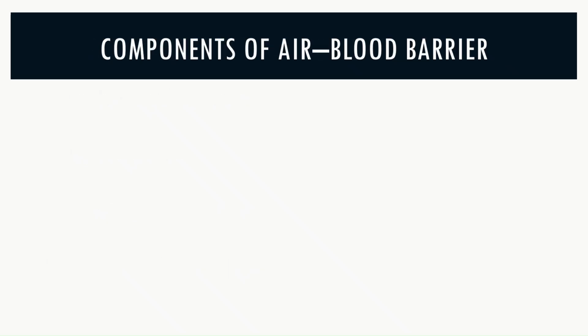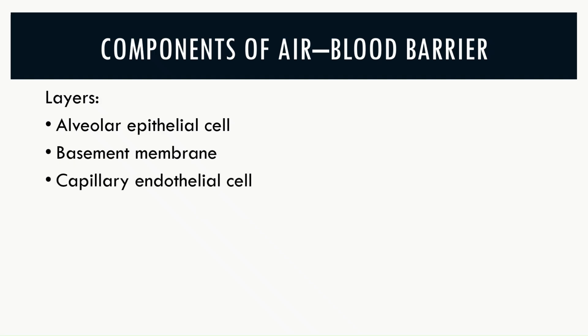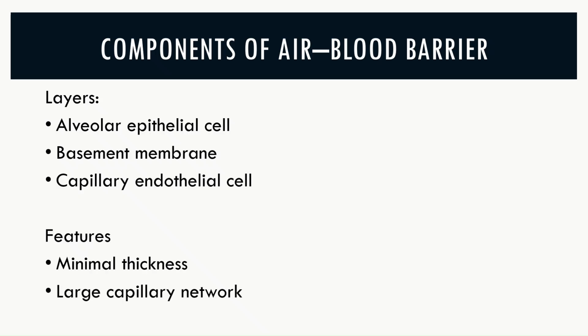Components of air-blood barrier. The air-blood barrier consists of alveolar epithelial cell, basement membrane, and capillary endothelial cell. This structure is extremely thin, minimizing the distance gases must travel.